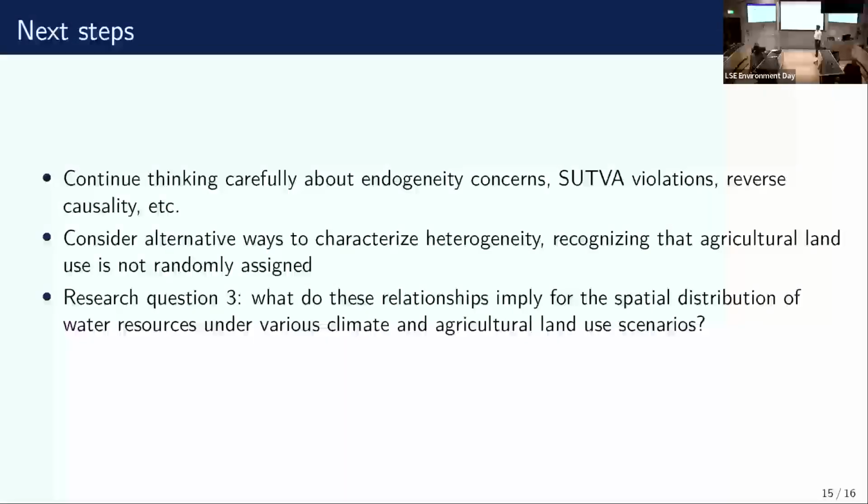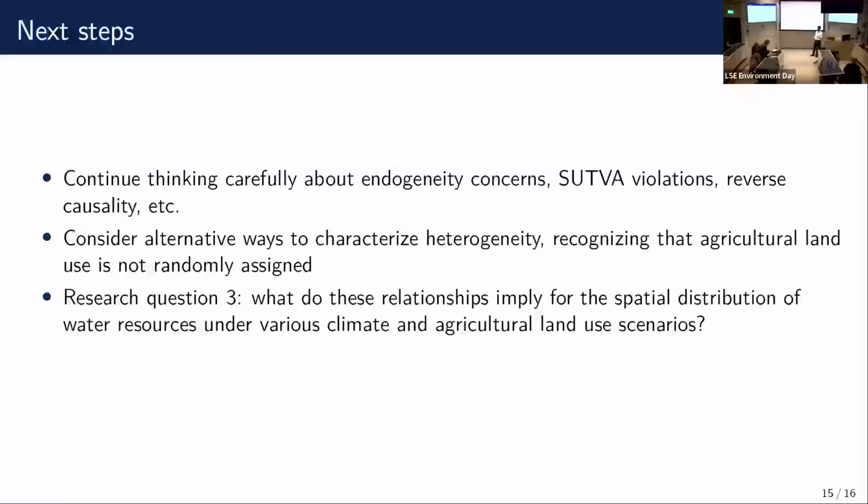And so, as I said, this is sort of early stage work, but so far what we've shown you is that we can uncover a linear relationship between temperature and total water storage, as well as important key heterogeneity in that relationship based on where crops are grown and the amount of area equipped for irrigation. Our next steps are threefold.